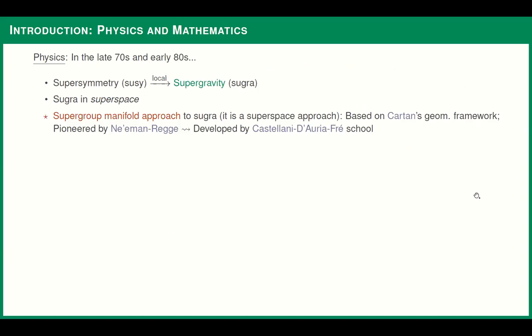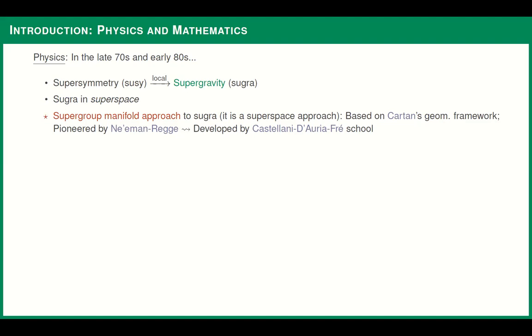So first of all, let's start from a basic introduction. We will analyze both physics and mathematical aspects of supergravity theories, in superspace in particular. Regarding the physics side, in the late 70s and early 80s we have the development of supersymmetry and the discovery of the fact that if we are dealing with local supersymmetry, we are talking about supergravity. Gravity is automatically included in this scenario.